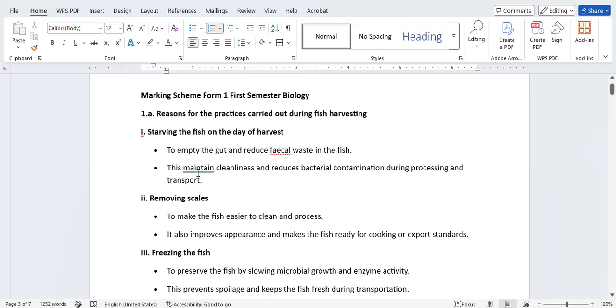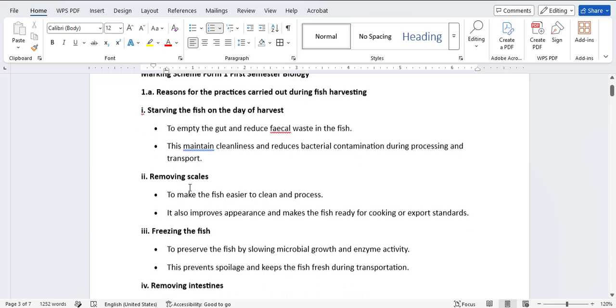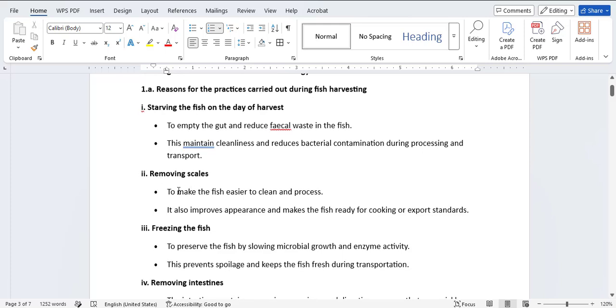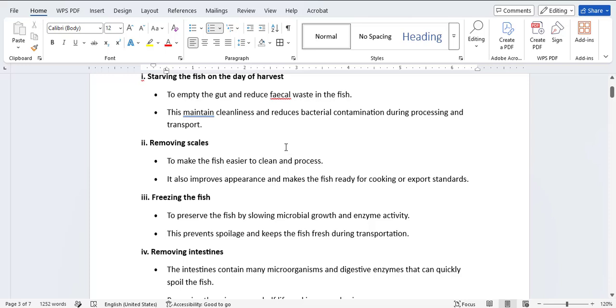Okay. Removing the scales will make the fish easier to clean and process. It also improves appearance and makes the fish ready for cooking or export standards. Freezing the fish. Why do you have to do that? To preserve the fish by slowing microbial growth and enzyme activity. And this prevents spoilage and keeps the fish fresh during transportation. Okay, so that's for freezing the fish.